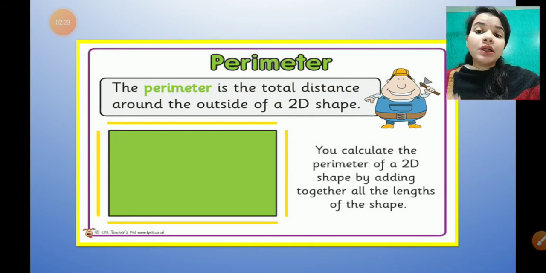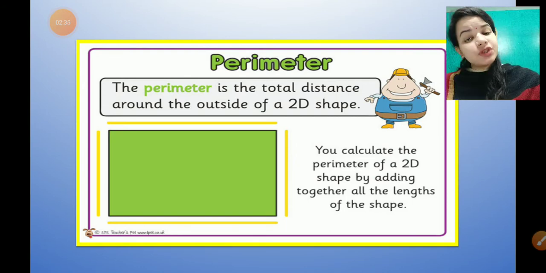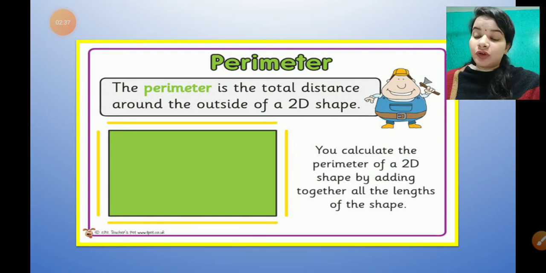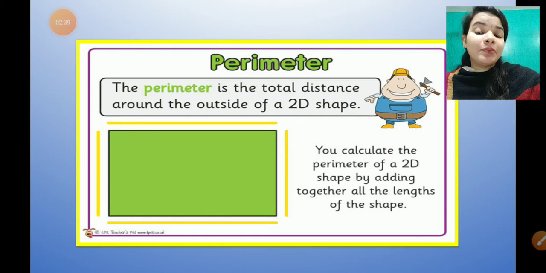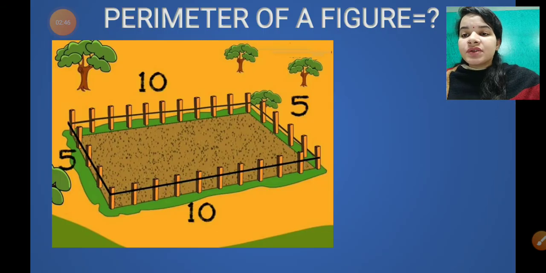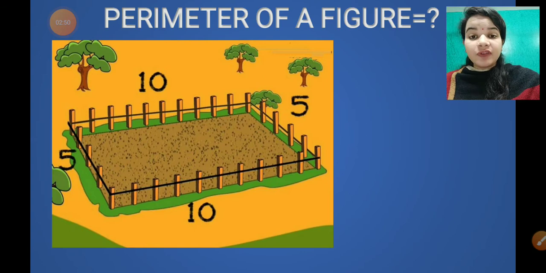So in other words, you can say perimeter is the sum of all sides. In this way, we can calculate perimeter for any figure. So what is perimeter? It is the length of the boundary, and for finding the perimeter, what do we do? We just add all the sides. Now suppose you have to find out the perimeter of this figure. What will be the perimeter of this figure?